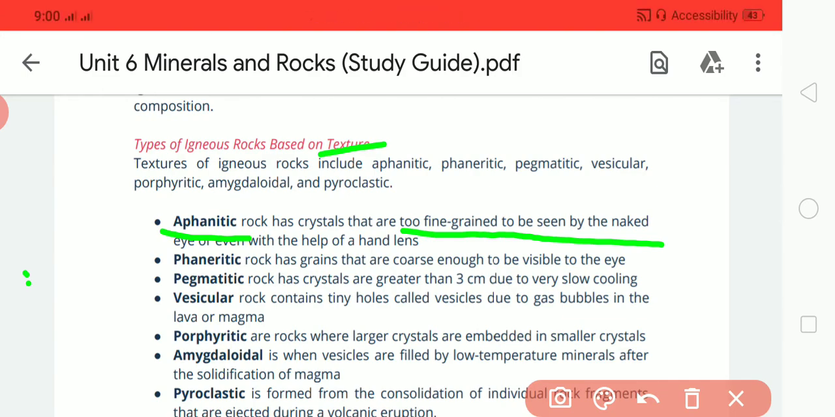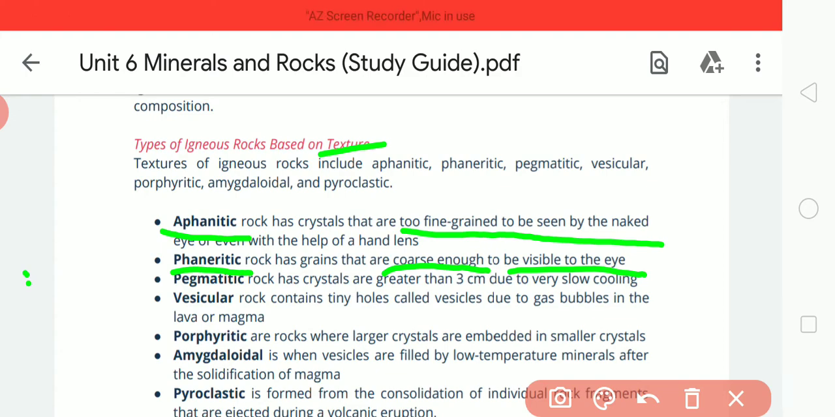Next one is the phaneritic rock, which has grains that are coarse enough to be visible to the eye. So, tama-tama lang yung coarse grained or tama-tama lang gidakon sa iyahang grained for us to be able to observe or for us to be able to see them using our own eyes.